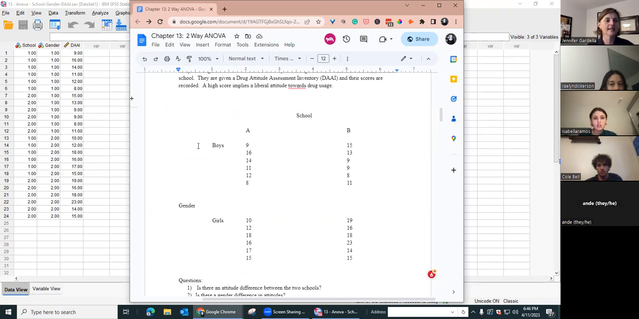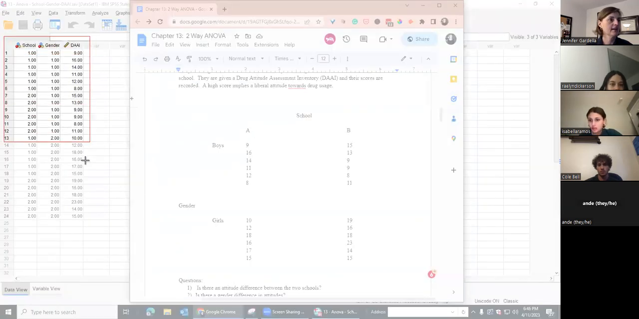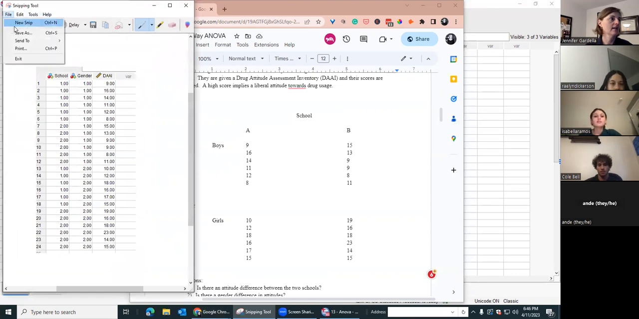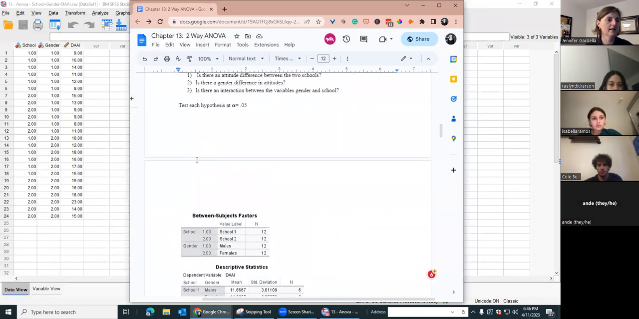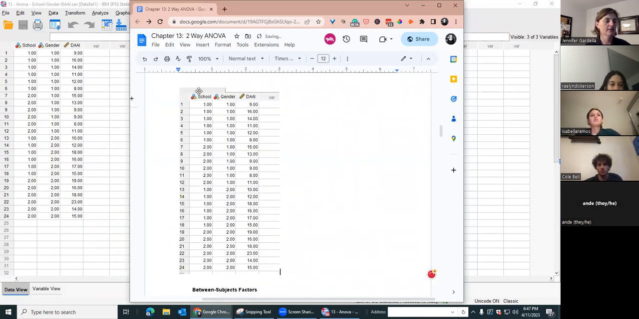So when you enter this cell right here, these are boys that go to school A. So boys that go to school A get a 1 for school and a 1 for gender. And there are 1, 2, 3, 4, 5, 6 of those. 6 of those. Now, if you get lost, actually, you should take a screenshot of this because I can add it right into the notes for you. Edit, copy. Yeah, I'll add it right here. So that's how you enter it in.